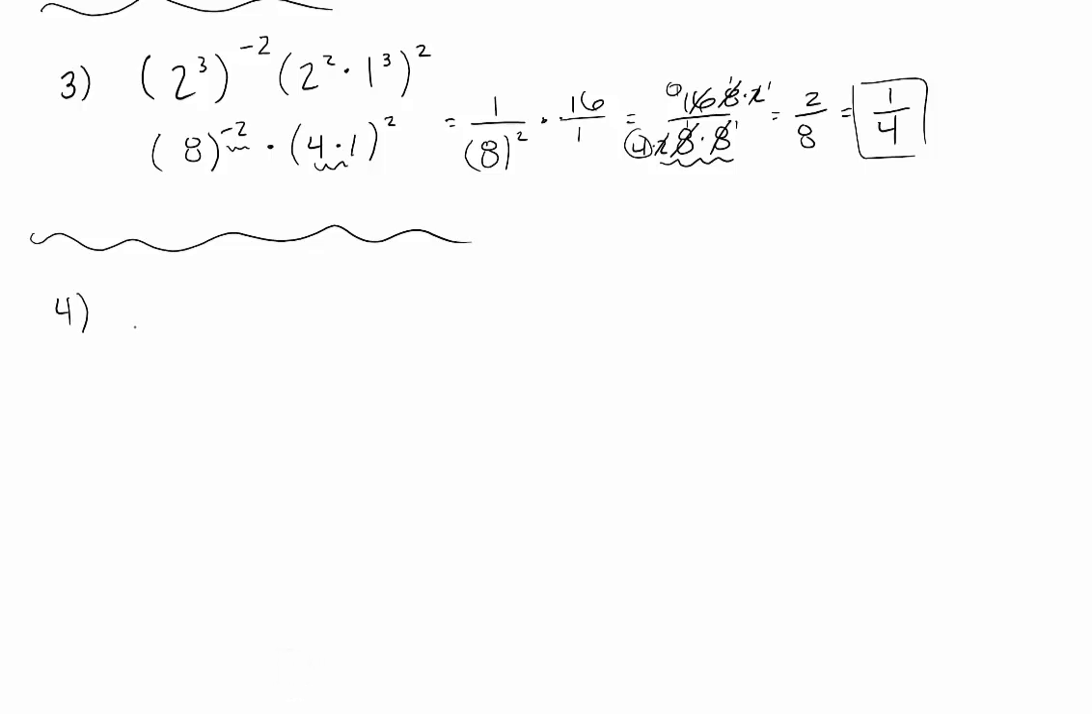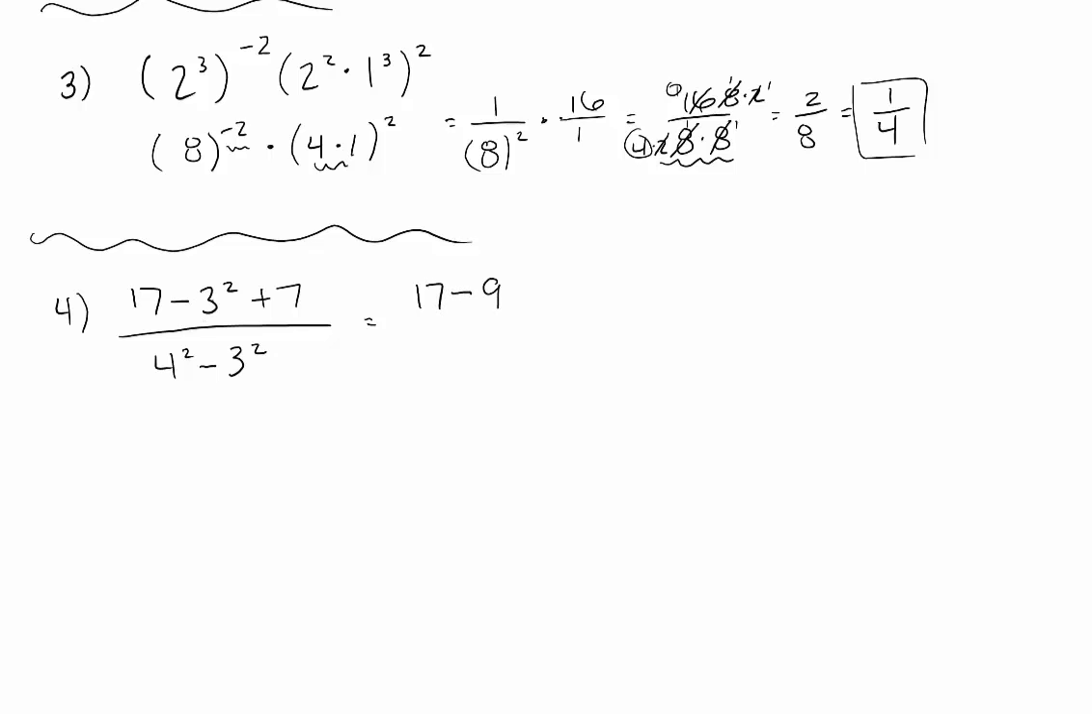Number 4 says 17 minus 3 squared plus 7, and all of that is over 4 squared minus 3 squared. All right, so let's work this out. I'm going to work on my top and bottom, and so the top I'm just going to leave, well, 17 is just 17 minus 9.